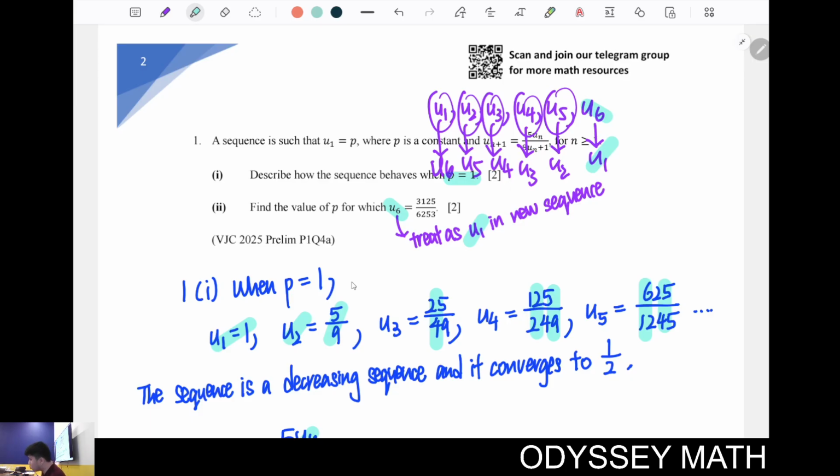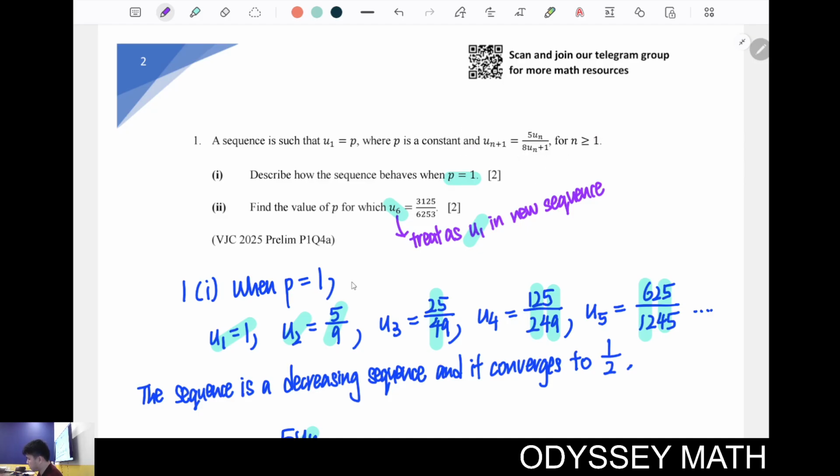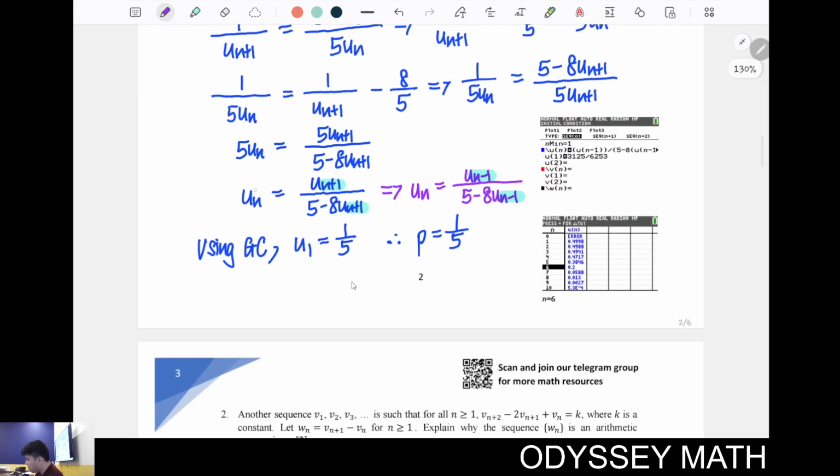So how do I do that? Very simply, we have already done it. By making un the subject such that the output is the term before and the input requires the term after, and then replacing the un plus 1 with un minus 1, what I'm essentially doing is reversing the sequence and looking at it in the other direction.